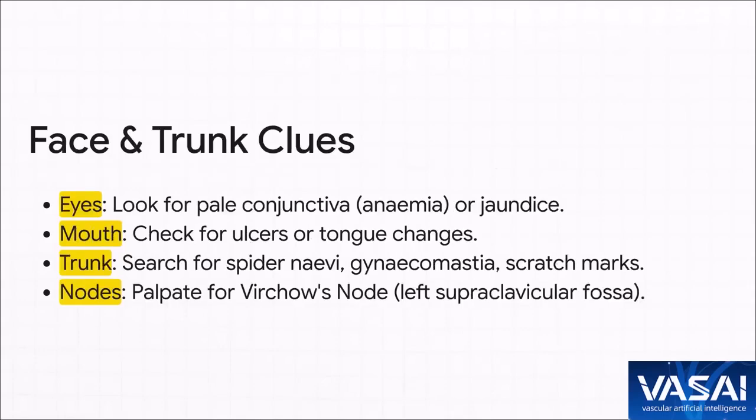Okay, from the hands we continue our scan upwards. Check the eyes for pallor in the conjunctiva or for jaundice. Look in the mouth for ulcers suggestive of IBD. On the trunk, you're hunting for spider naevi, gynecomastia, or maybe scratch marks. And finally, and this is critical, don't forget to palpate the left supraclavicular fossa. Finding Virchow's node there is a major finding, a classic sign of metastatic gastric cancer.